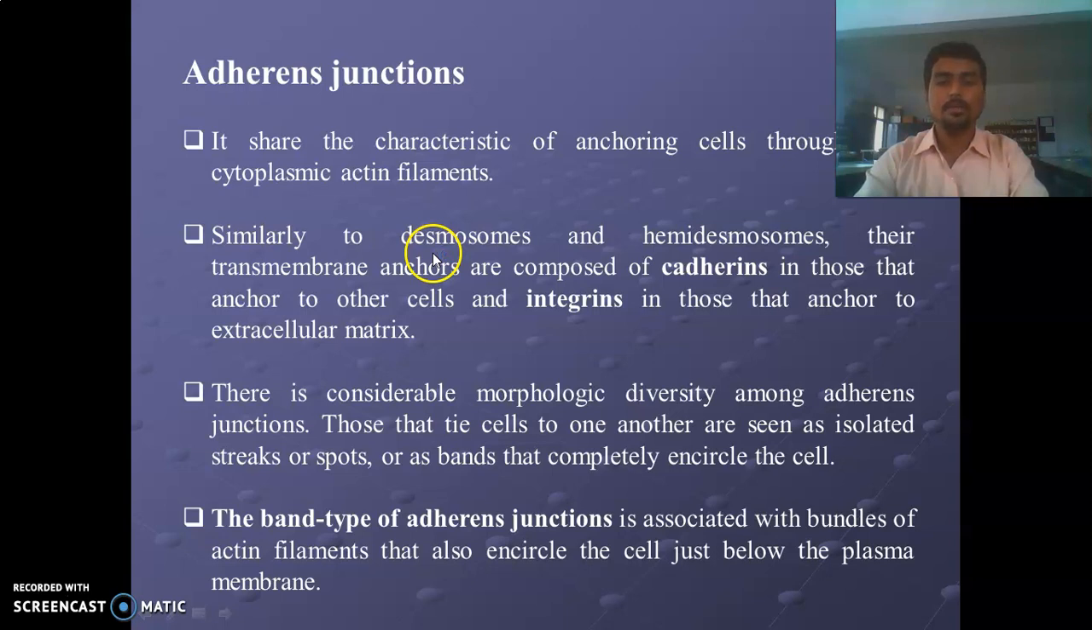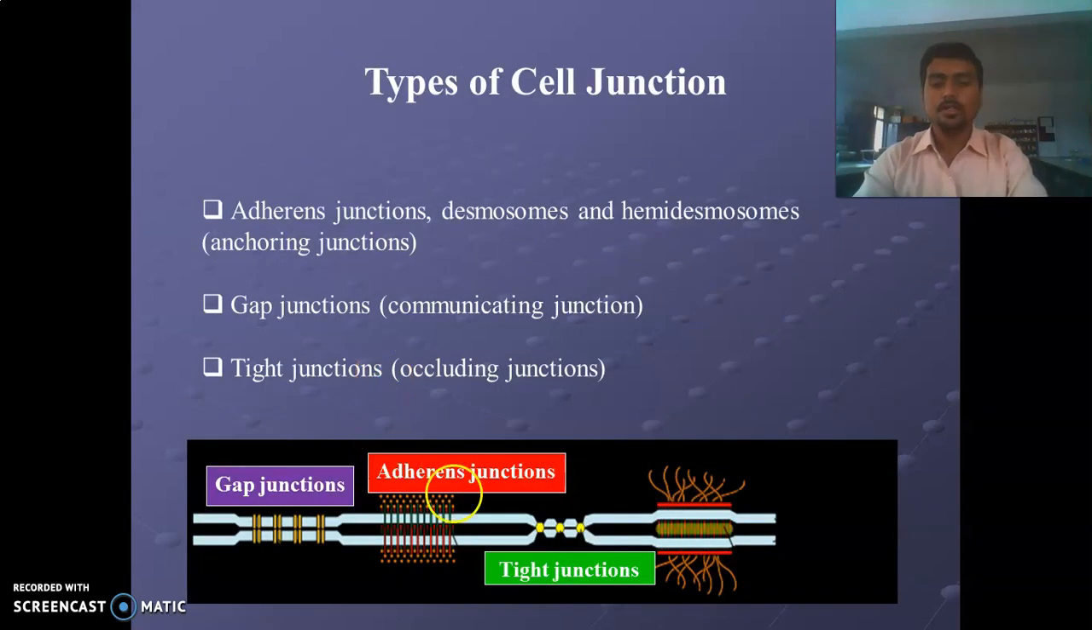There is considerable morphologic diversity among the adherent junctions. Those that tie cells to one another are seen in isolated streaks or spots, or as bands that completely encircle the cells. The band type of adherent junction is associated with a bundle of actin filaments that also encircle the cells just below the plasma membrane. These are the band junctions involved in the adherent junctions.